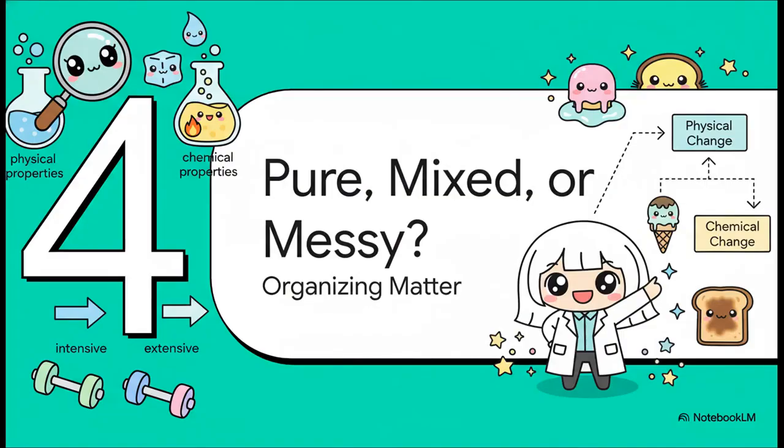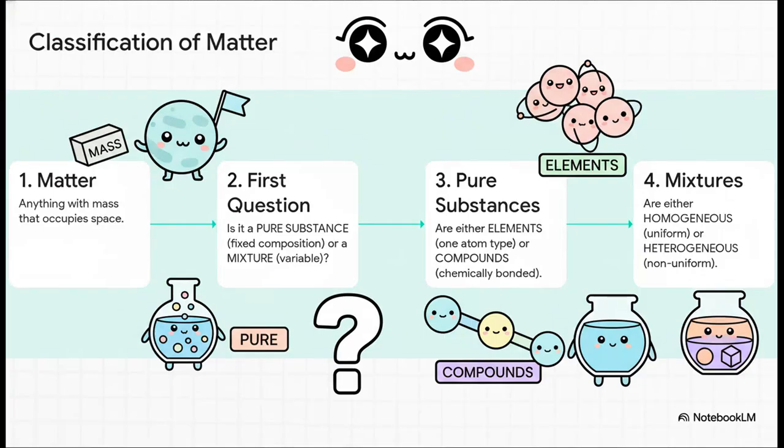Okay, so we've got all our tools. We've got physical and chemical properties, we've got intensive and extensive, and we've got physical and chemical changes. Now let's put it all together and build the ultimate system for sorting out all the matter in the universe. So here it is, the grand flow chart of matter.